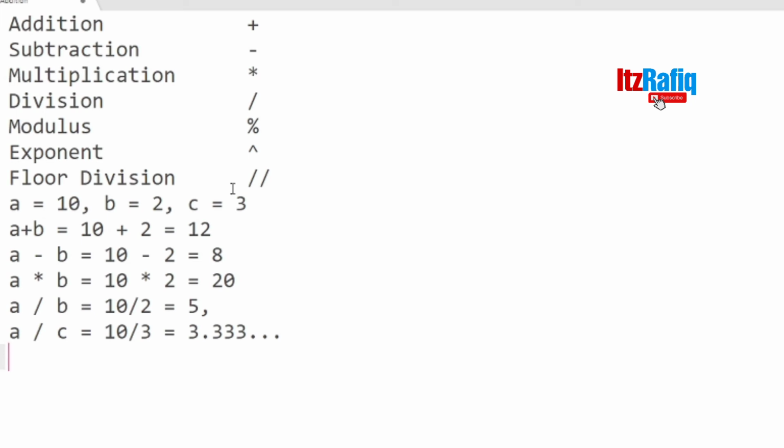So how does it work? Suppose I have this expression, a modulus b. The modulus operator returns the remainder. Here the value of a is 10, so it is 10 modulus 2. To solve this expression, first I divide 10 by 2. There will be no remainder, because when I divide 10 by 2, I get the quotient 5. So the remainder will be 0 only. So the answer is 0.